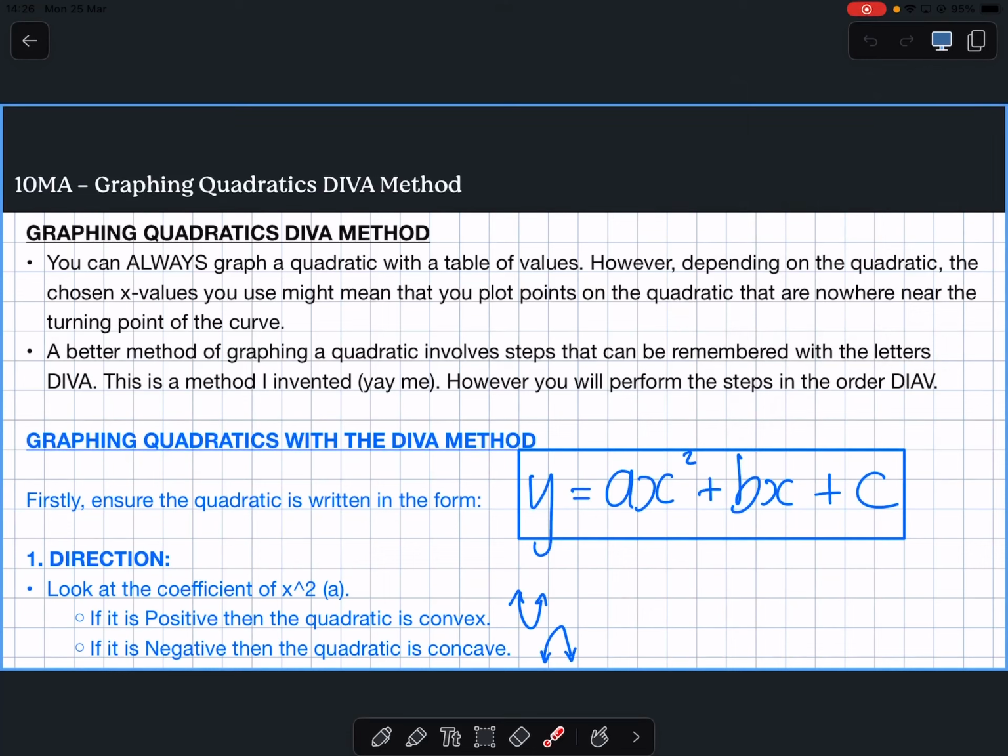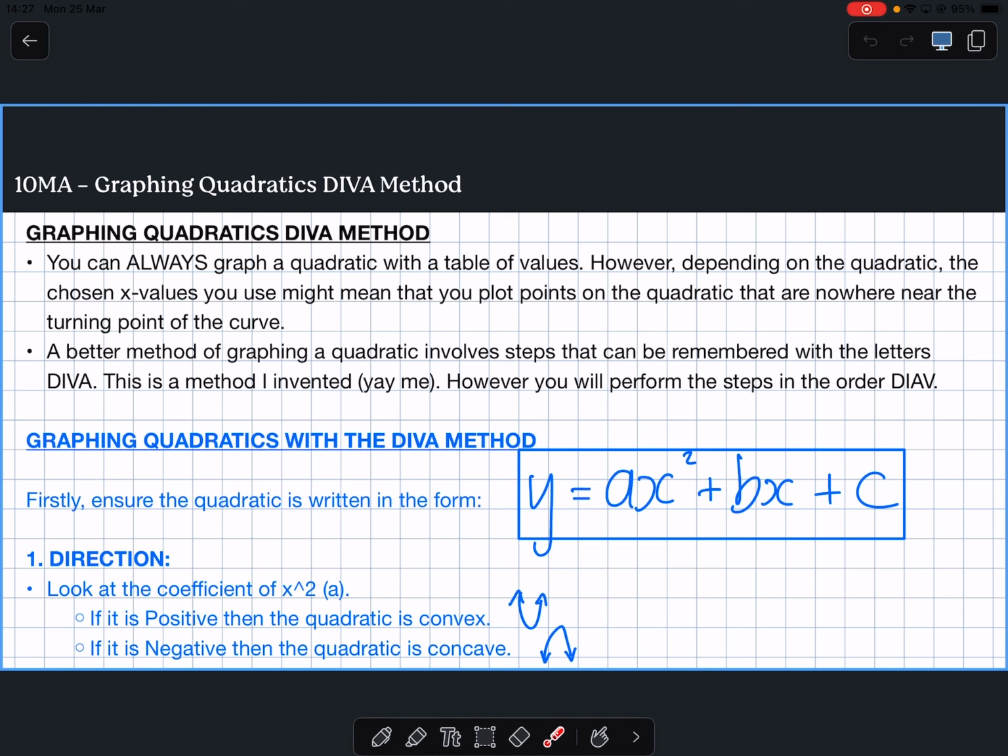The last method that I would like you to be able to graph a quadratic with is called the DIVA method. Because depending on the chosen x values, you might not get a proper drawing of what we did yesterday, what we did this morning. A better method of graphing quadratics involves steps that can be remembered with the letters DIVA. This is a method that I invented, yeah, me. However, you're going to perform the steps DIAV instead.